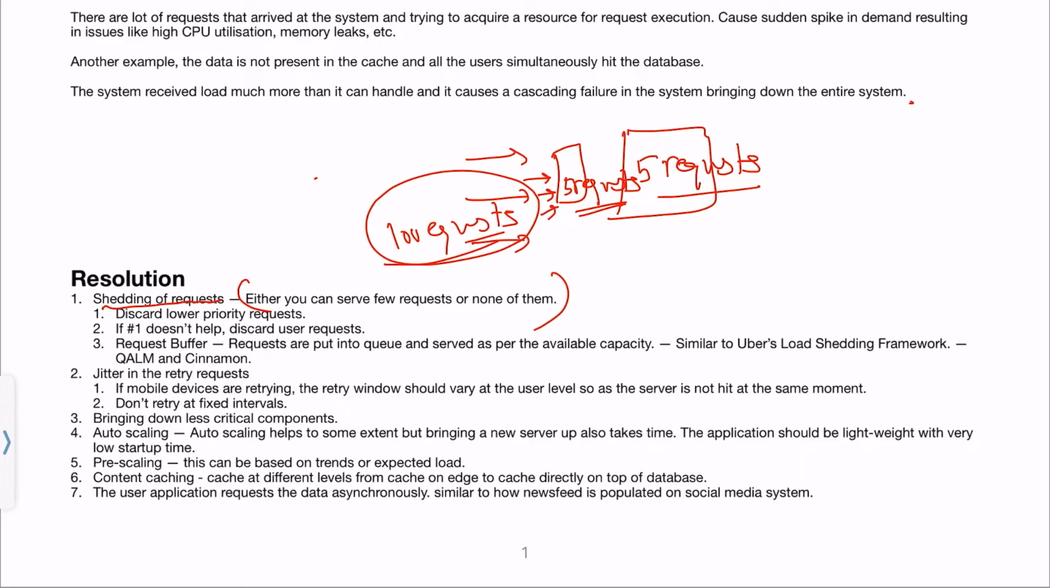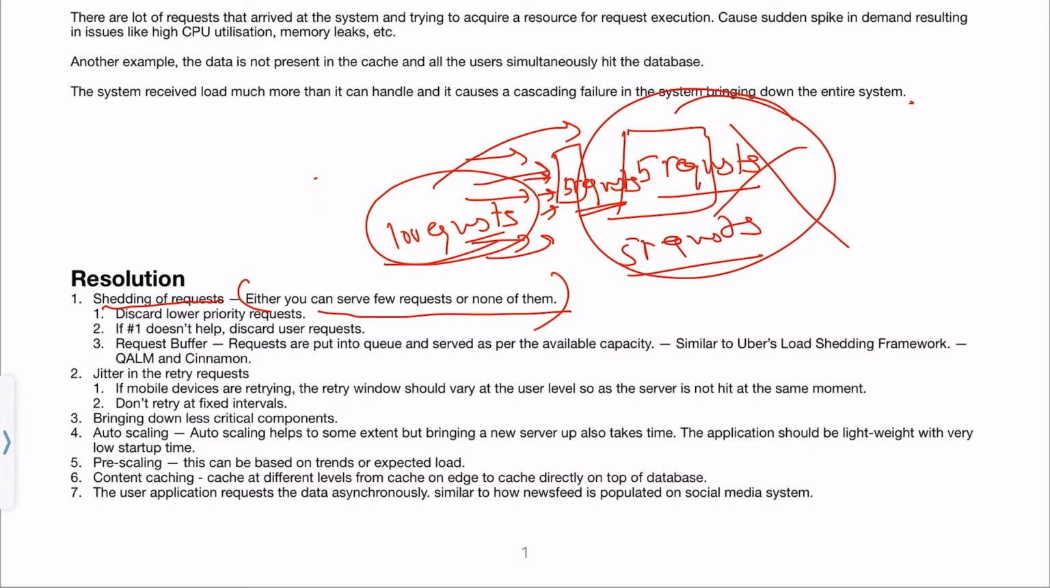If you have watched Amazon or AWS videos, this is one line you might encounter again and again: either you can serve a few requests or none of them. So either you choose to serve some of the requests, say 5 requests, or you serve none of them. If you forward 10 requests to the server, the entire server can go down, and you will not be able to serve those 5 as well. So at least serve the 5 users if you are not able to serve them all. Great. How can you do it?